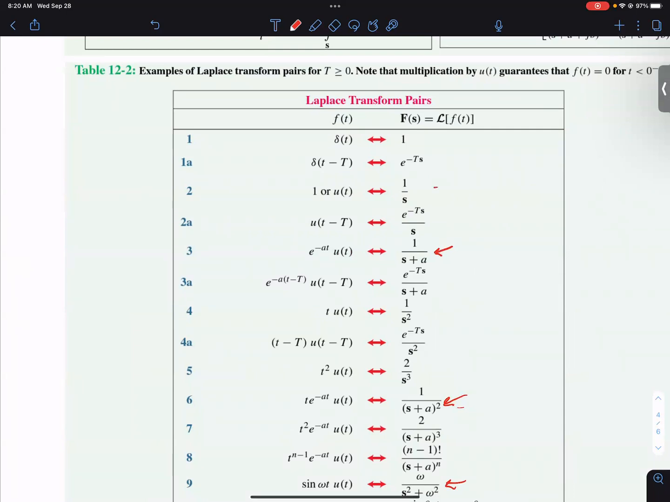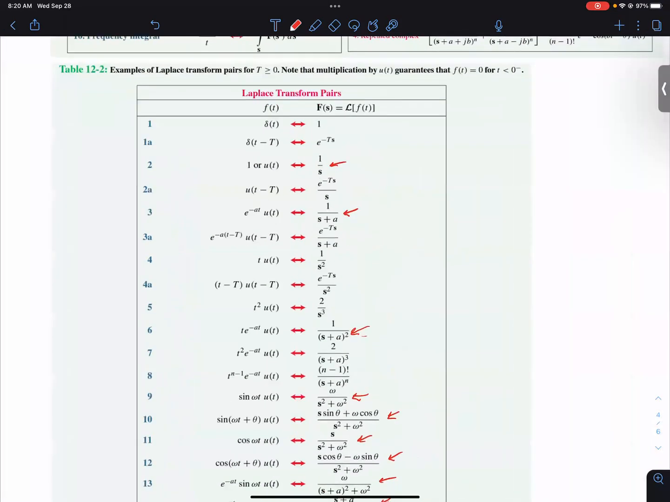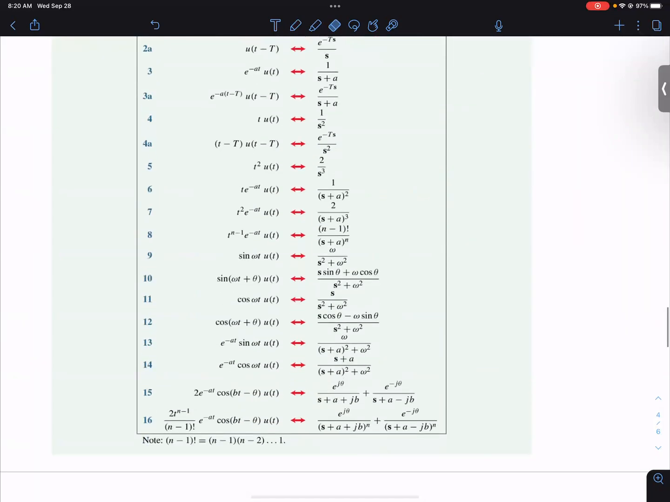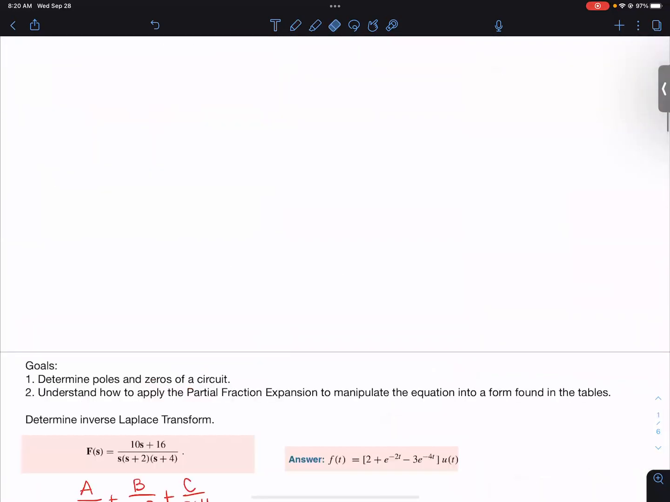Here, 1 over S translates into just a 1 U of t. 1 over S plus A translates into e to the minus AT U of t. So each of those has a match on this table. So that is our goal, to then manipulate this equation.